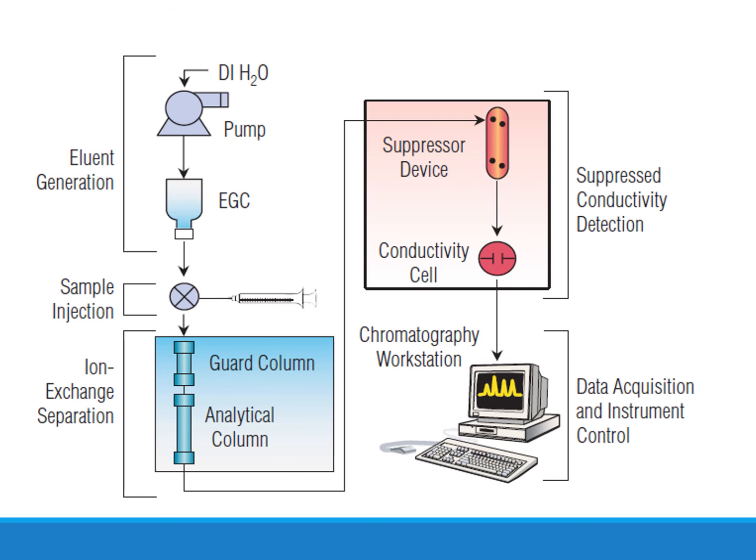From the analytical column, we go typically to the suppressor device. The suppressor device is removing species of opposite charge, reducing the conductivity of the mobile phase. So then we can measure conductivity only of our analytes. I should add that other detectors can be used with ion chromatography. Nowadays, fluorescence, UV, or mass spectrometers are used. Still, conductivity is one of the methods of choice because of the cost and simplicity.